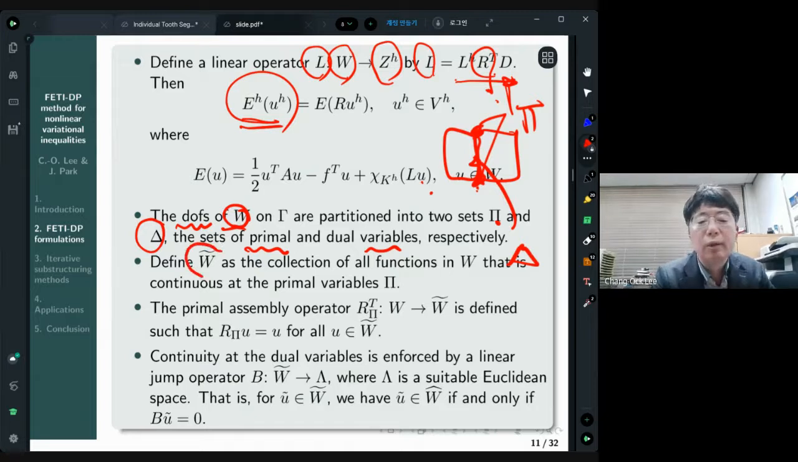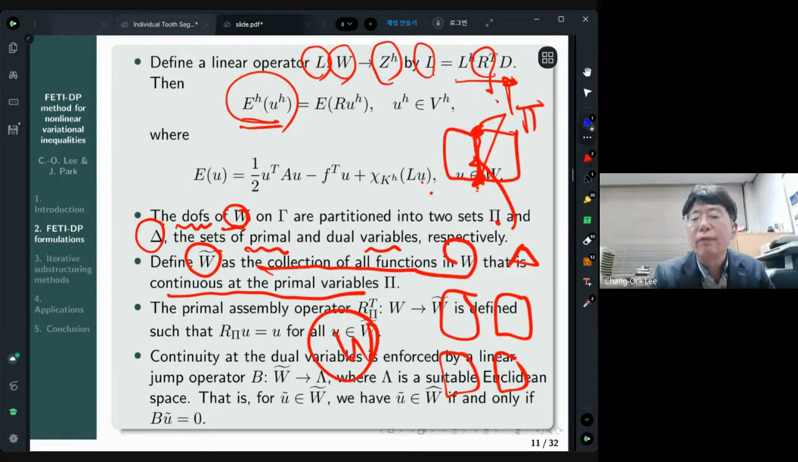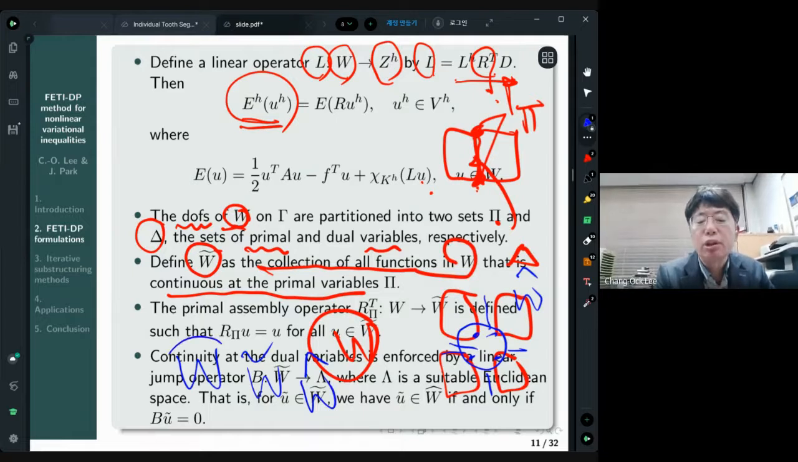So now we define W tilde. That is a collection of all functions in W that are continuous at the primal variables. So we have subdomains, and W is just a collection of these. If the functions are continuous at these points, then this is called W tilde, and continuous on the whole interfaces, that is called W hat. So we have W, W tilde, W hat. W is just a collection of finite elements on subdomains. W tilde is a subset of W, continuous at the primal variables, and W hat is a subset of this, continuous at every interface.